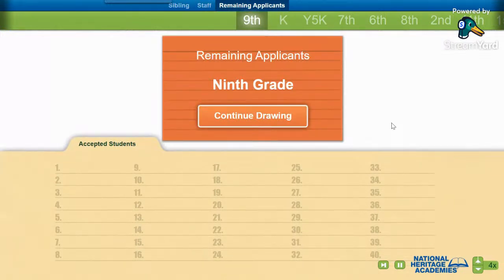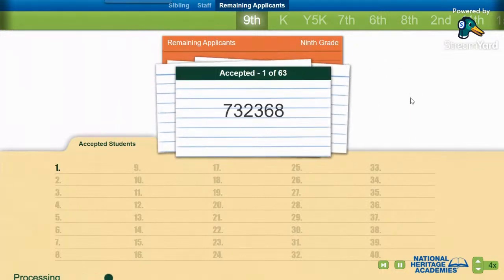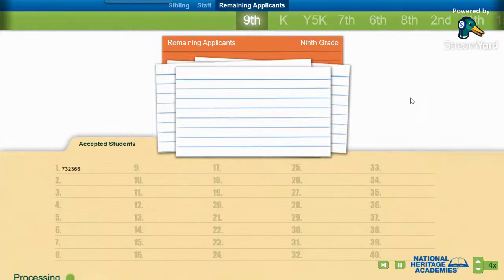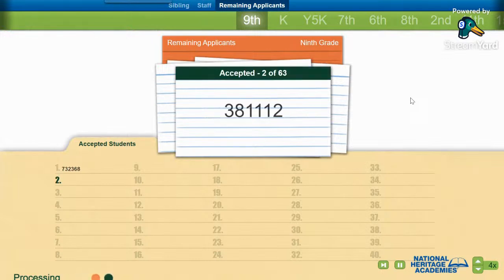So now we're back to the top of our order. We're looking at all remaining applicants. These are applicants who don't qualify for those previous preferences. So we have seats available in 9th grade, and we have 732-368 accepted. 381-112 is accepted with a sibling in 1st grade, 699-226 going on the waiting list with preference.